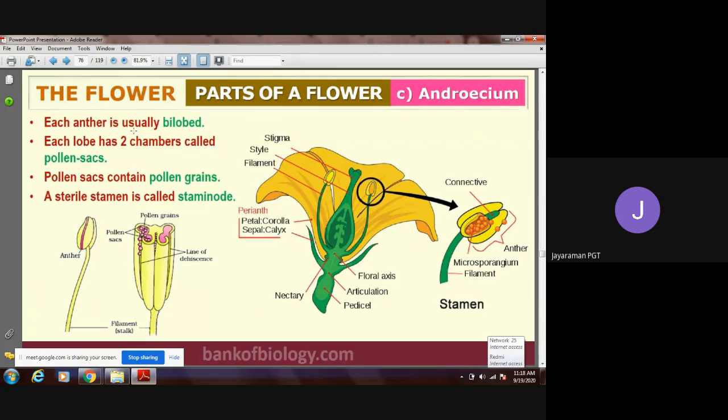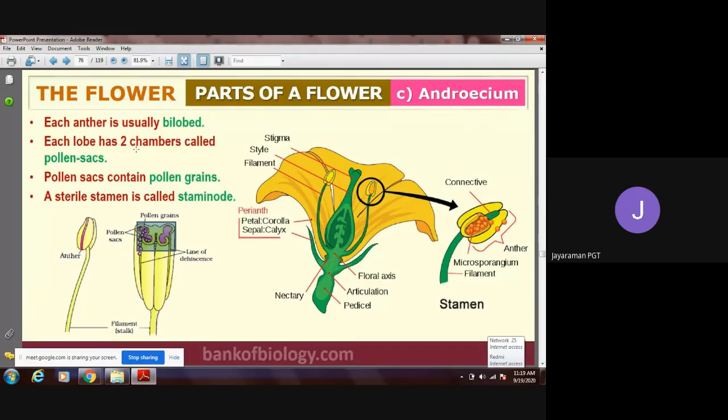Each anther is usually bilobed. Two lobes are there. You can see in this picture it is clear. It seems like four lobes, but it is not completely divided. Only two lobes; in the middle there is a ridge. Actually, two lobes: one lobe on the right side, the other on the left side. And each lobe has two compartments. Totally, four compartments, four rooms.